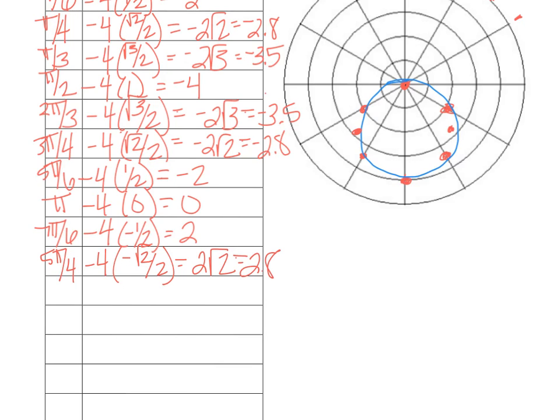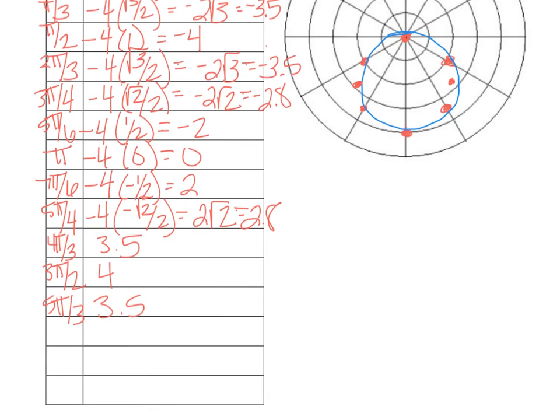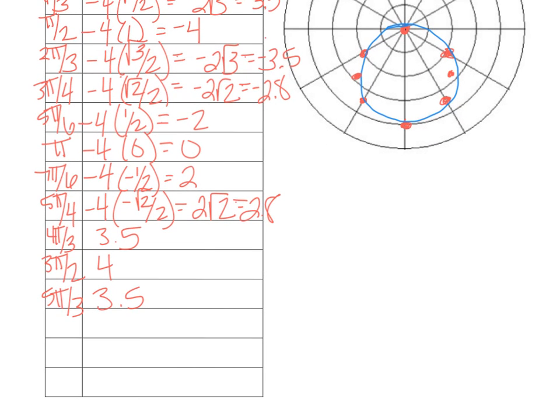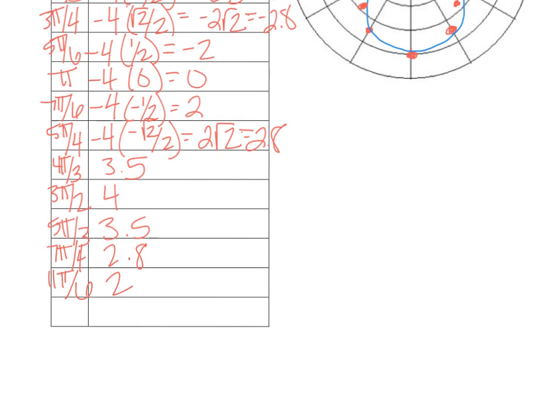If we needed to complete the table, we could. We would have 4 pi over 3, which if we check our symmetry would be 3.5. Then we would have 3 pi over 2, comes out to be 4. 5 pi over 3 comes out to be 3.5. And last but not least, sorry, we're not even there. 7 pi over 4 gives me 2.8. 11 pi over 6 gives me 2. Now, last but not least, 2 pi should be the same as 0, which was 0.